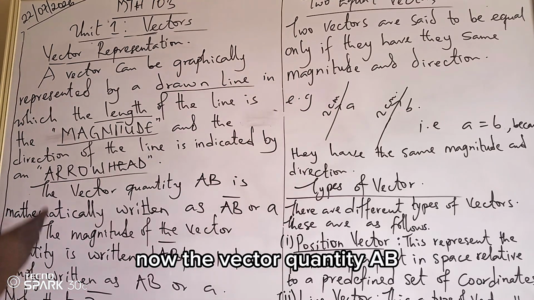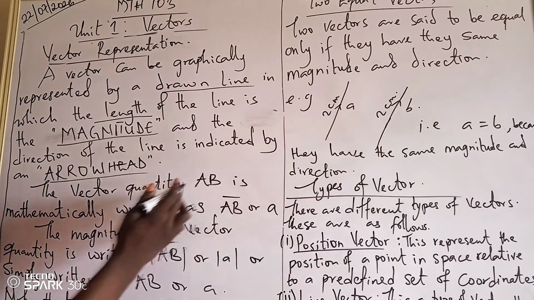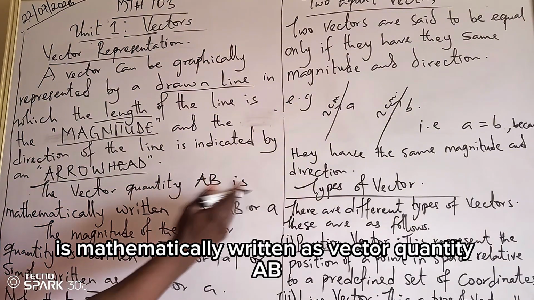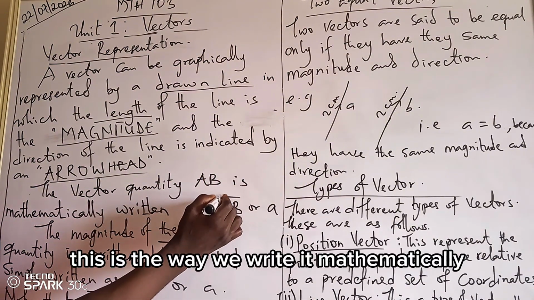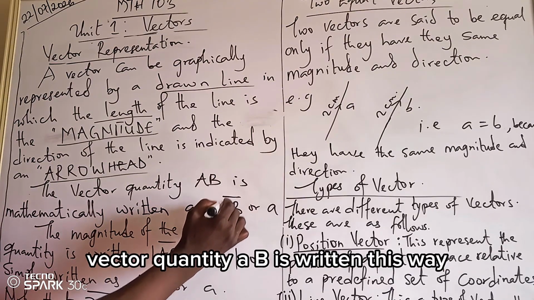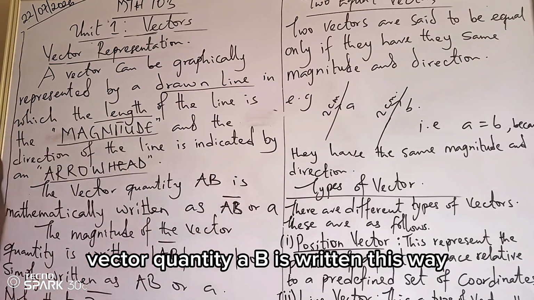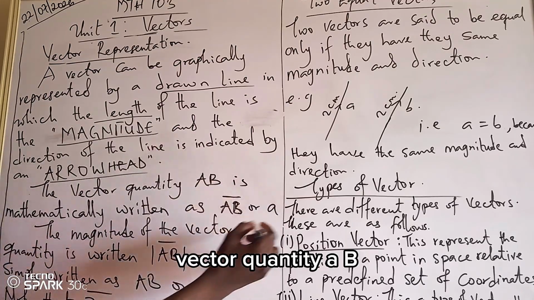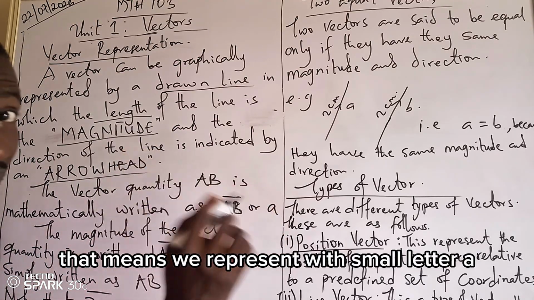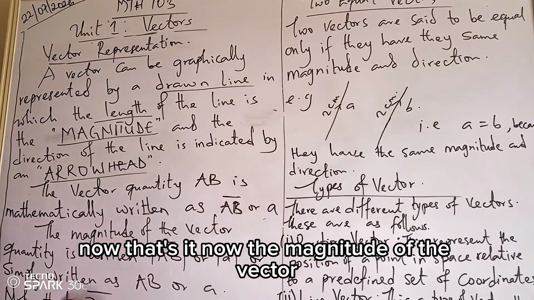Now, the vector quantity AB, we call this vector quantity AB, is mathematically written this way, or written this way. That means we represent it with a small letter a. Now, that's it.